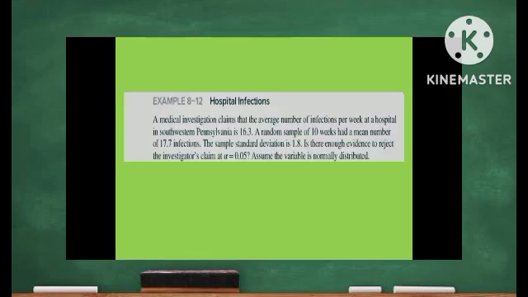Example 8-12, hospital infection. A medical investigation claimed that the average number of infections per week at a hospital in southwestern Pennsylvania is 16.3. A random sample of 10 weeks had a mean number of 17.7 infections. The sample standard deviation is 1.8. Is there enough evidence to reject the investigation's claim at the 0.05 significance level? Assume the variable is normally distributed.